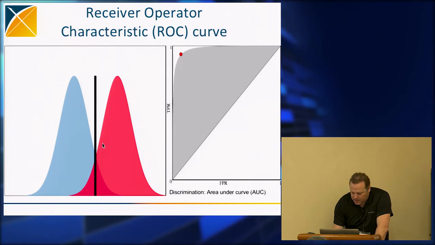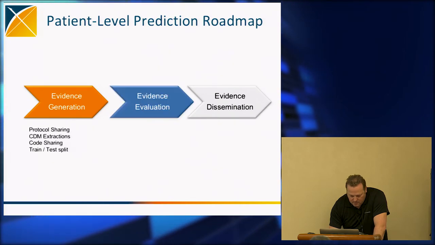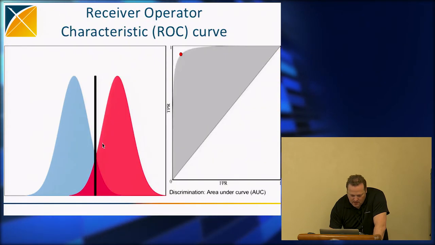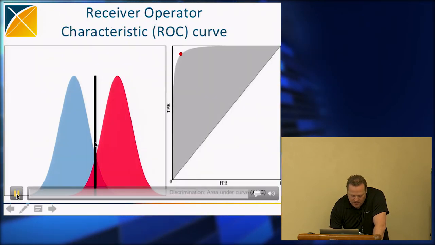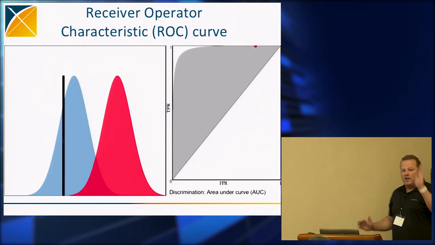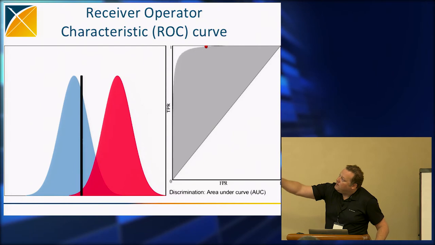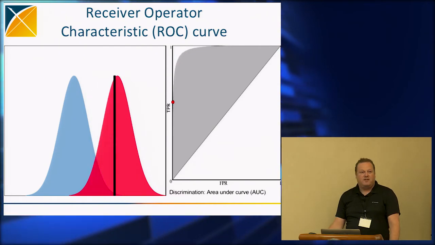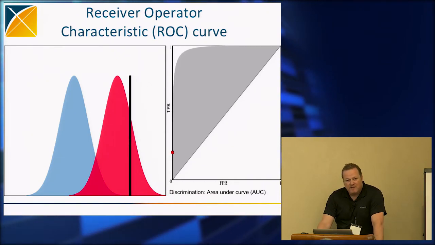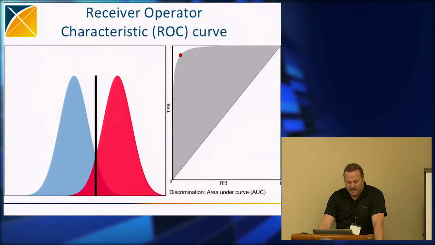And I have a small animation to demonstrate that. So what you see here, if you move the line, so if you change the threshold, you move over this curve. And this curve is called the receiver operator characteristic curve. And so dependent on the choice of your threshold, you will make more false positives or more false negatives.